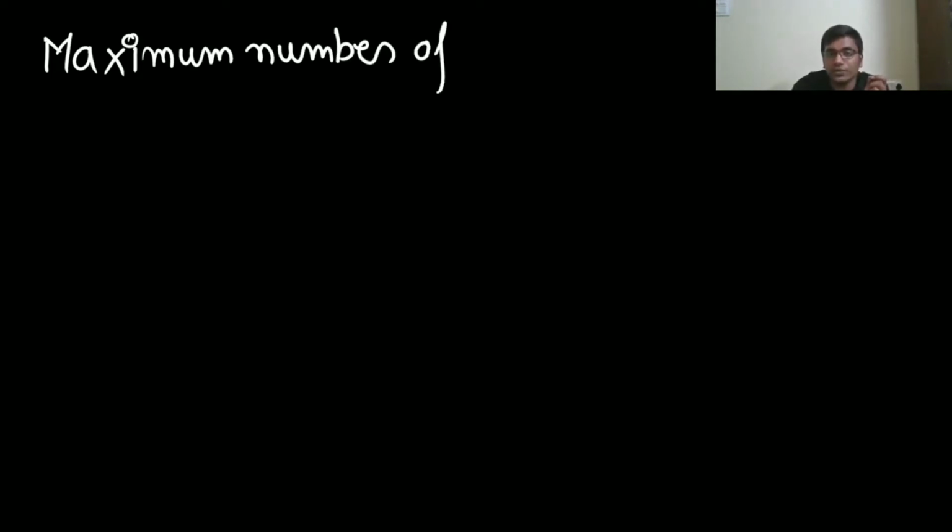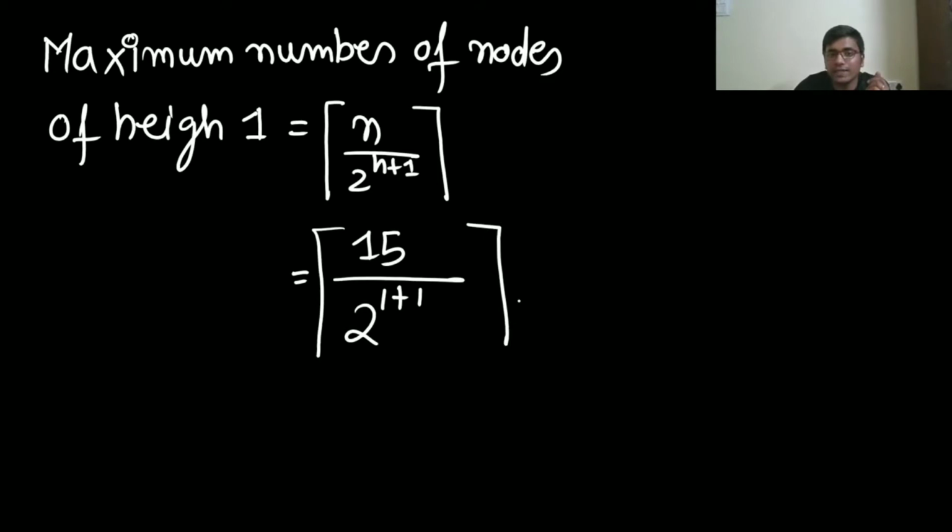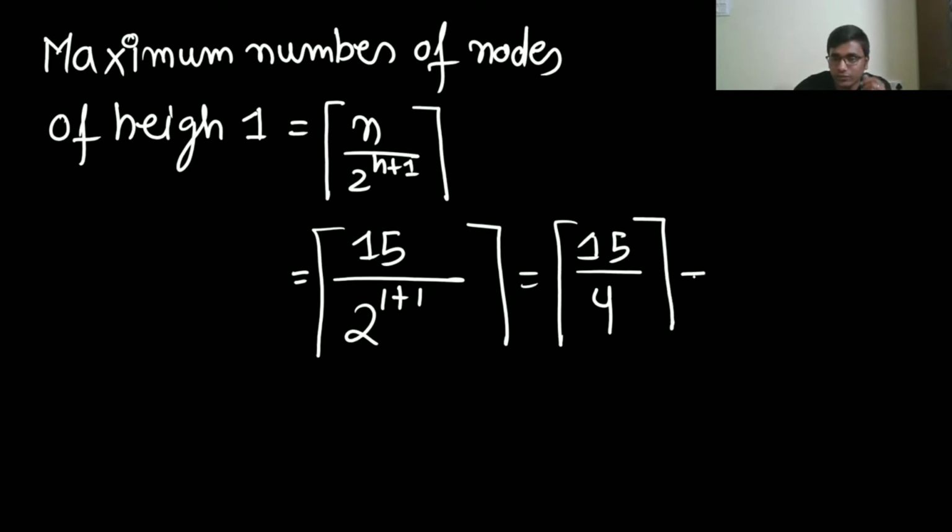Now the maximum number of nodes of height 1, I am saying. So it is going to be the ceil of n by 2 to the power h plus 1. The number of nodes here is 15, and 2 to the power height plus 1 is 1 plus 1, 2, so 2 to the power 2 is your 4. So that is going to be 3 point something we are going to get. So the ceiling is going to be your 4.